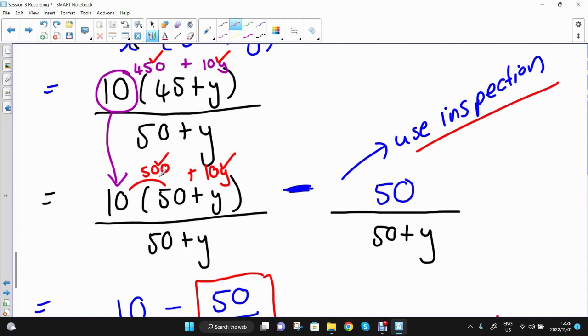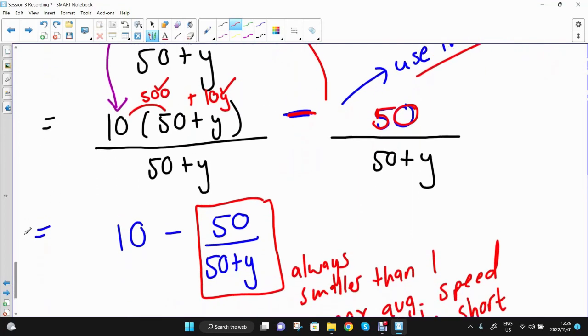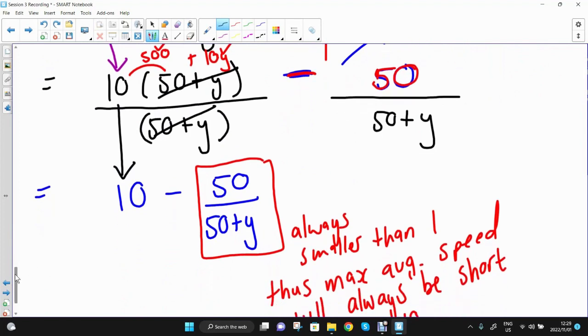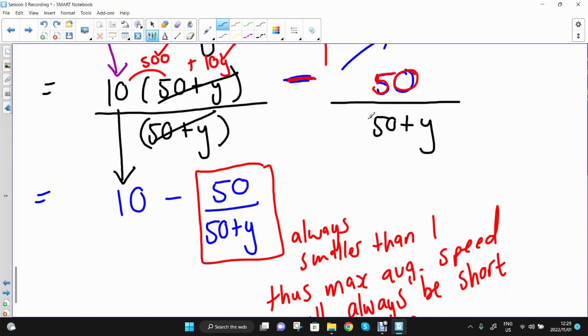By using inspection, to get 450, I know that I need to subtract another 50 in my numerators for all of this to simplify back to what I originally had. So that is how I got to these two fractions and the two numerators. And now what happens is, exactly like I said previously, the 50 plus y cancels with this 50 plus y. And then you just have the 10 left. And after that, you will see that minus 50 over 50 plus y, that is then your fraction that you are subtracting with.